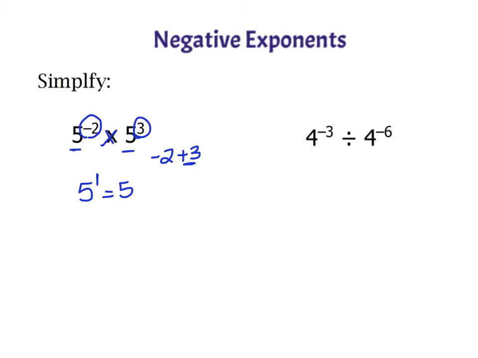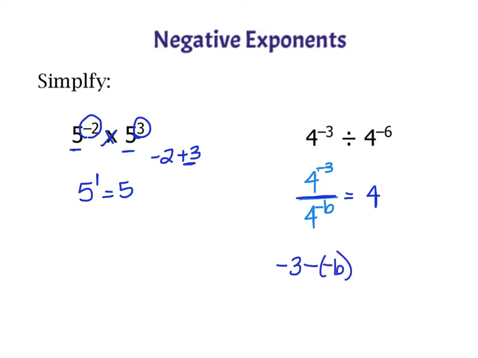For the second one, I'm going to do the same thing as I did before, and I'm going to first rewrite it vertically. 4 to the -3rd divided by 4 to the -6th. Now again, I see that I have like bases, so when I'm dividing with like bases with exponents, I'm going to keep my base and I subtract my exponents. So that means I need to do -3 minus -6.